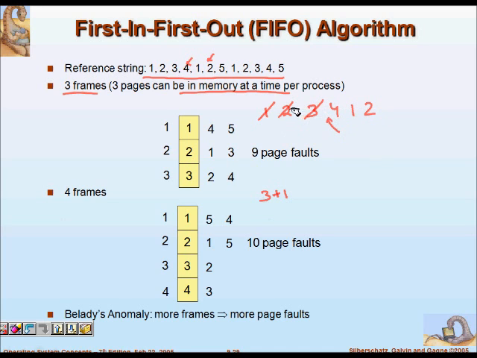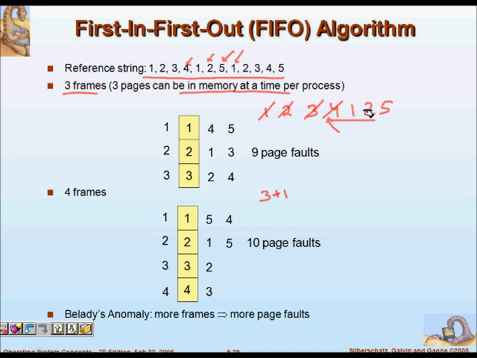So 4 1 2 is there now. We need to access 5. Again, 5 is not there in the main memory, so we push out the oldest one and bring in 5. So 1 2 5 is there.